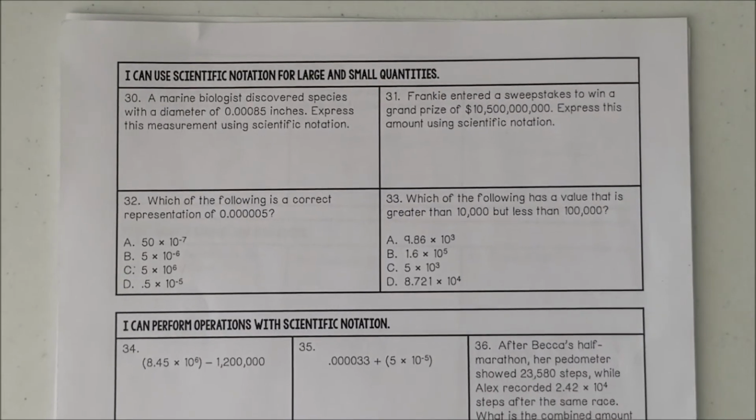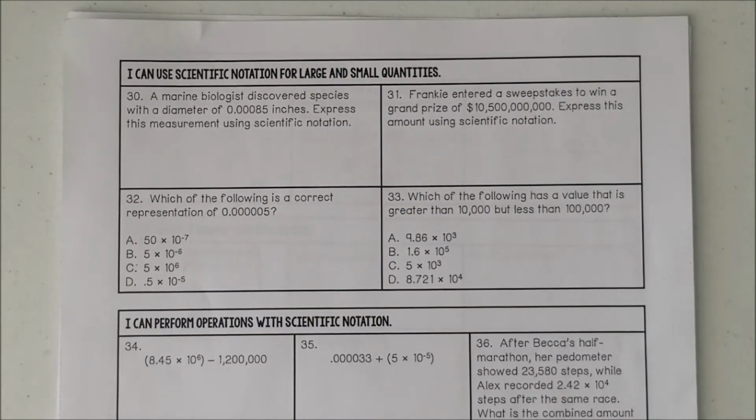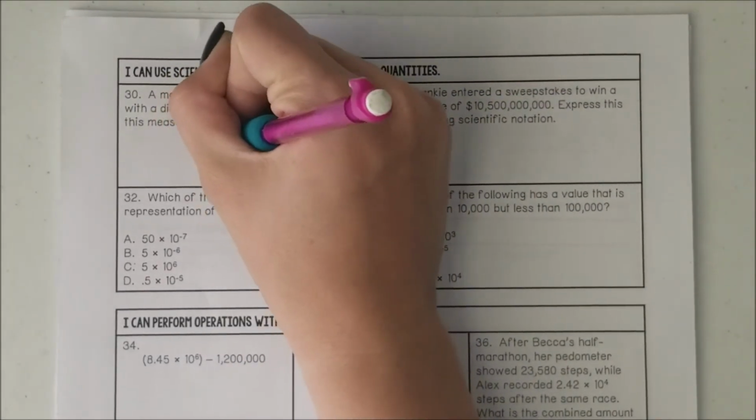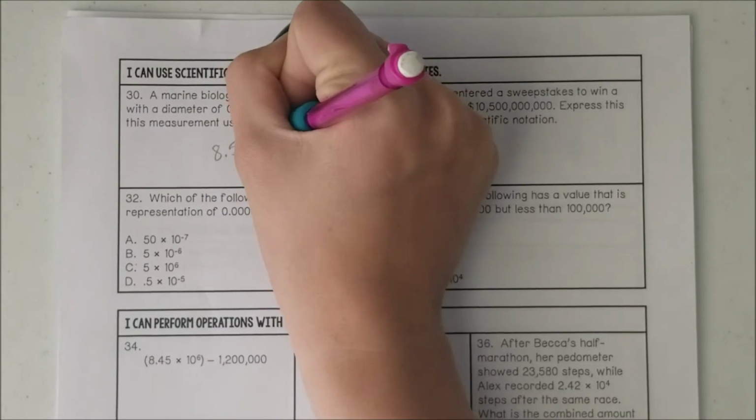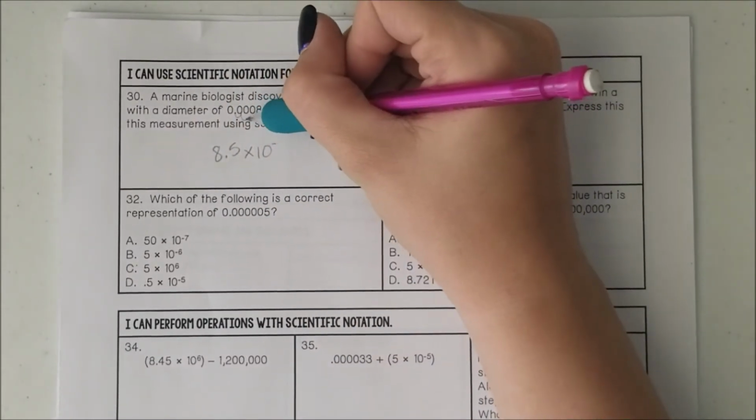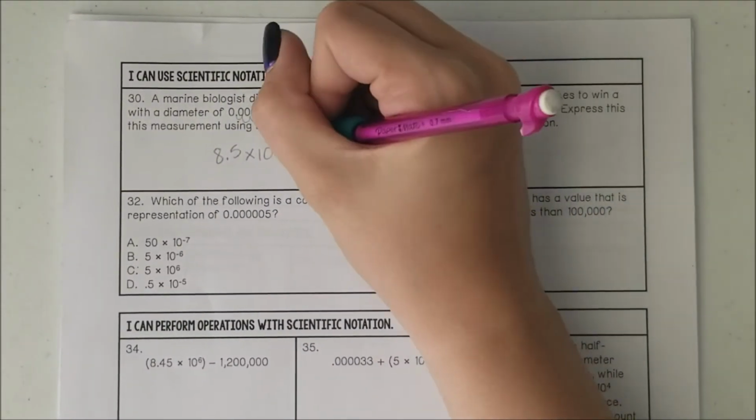I can use scientific notation for large and small quantities. So number 30, a marine biologist discovered a species with a diameter of 0.00085 inches. Express this measurement using scientific notation. So we're going to change this to scientific notation. So it'll be 8.5 times 10 to the negative 1, 2, 3, 4.